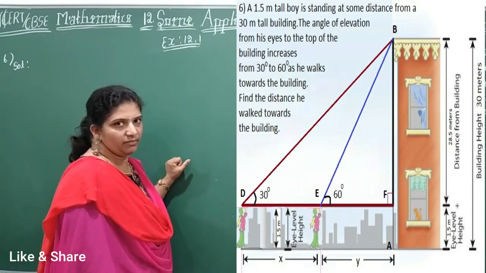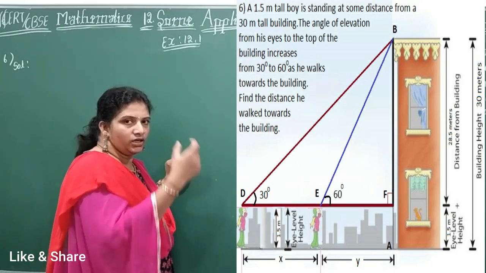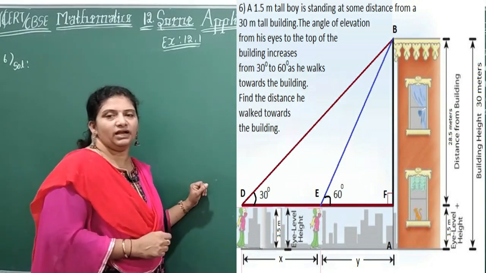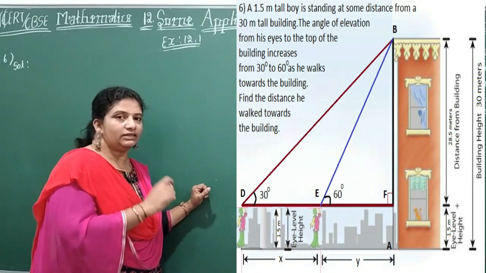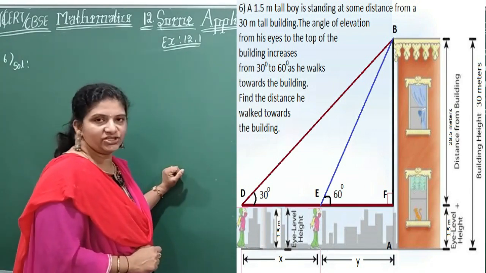What is this 30 meter? Is this the distance between the building and the boy, or the height of the building? Yes, right. It is the height of the building. What is the height of the building here? 30 meters. The angle of elevation.